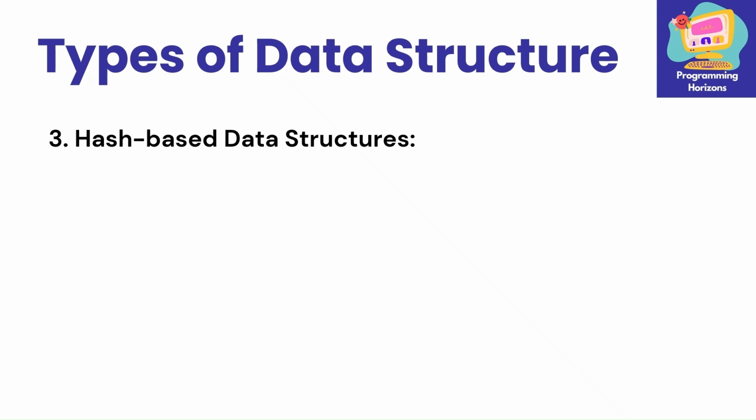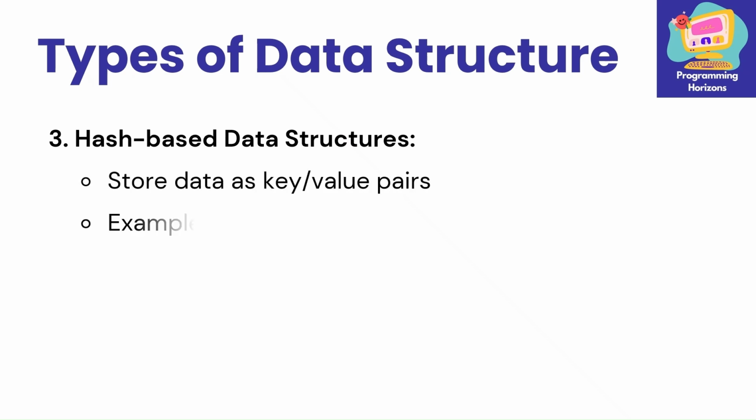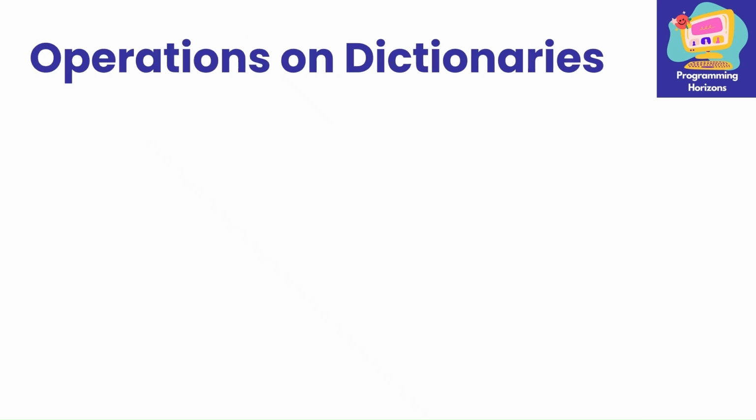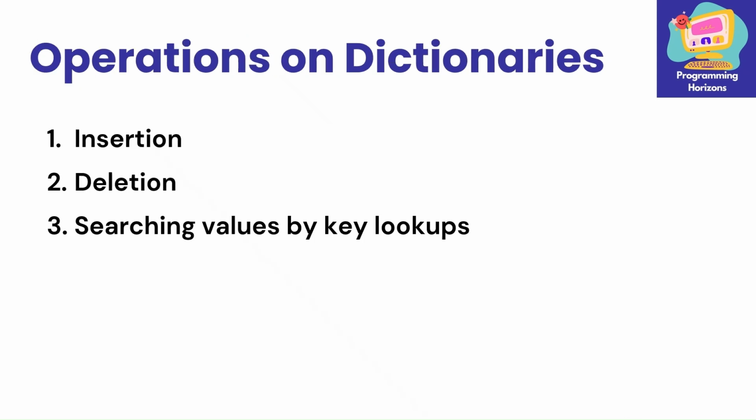Finally, we have hash-based data structures which store data as key value pairs. For example, hash tables or dictionaries in Python. They allow super-fast lookups by key, like a contact book where you search for a name to get the phone number. Typical operations include insertion, deletion, or looking up values by key.